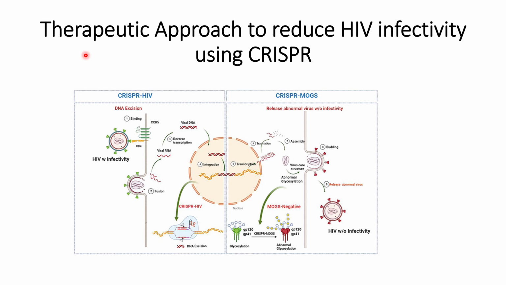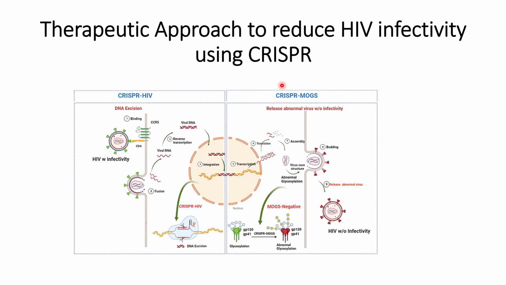Today we will discuss a therapeutic approach to reduce HIV infectivity using CRISPR technology. In this paper, researchers have used T cells where they have modified the MOGS. The MOGS is generally found in the endoplasmic reticulum of the cells, and it helps in post-translational modification, or more specifically, it helps in N-glycosylation.